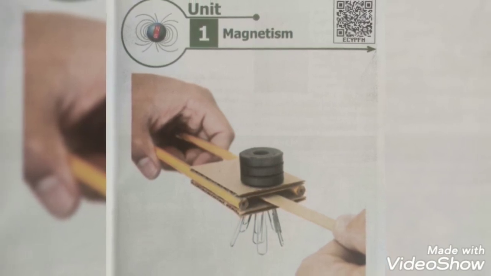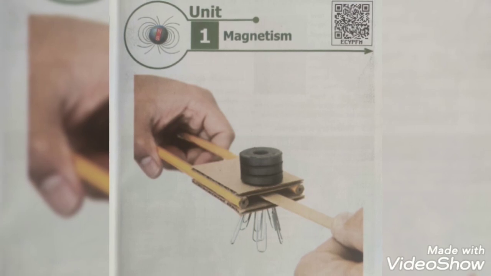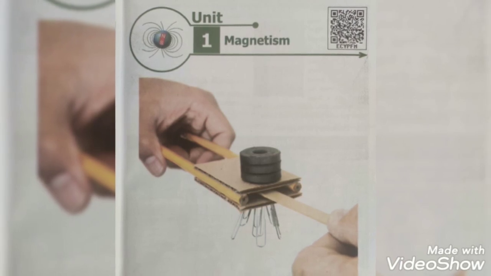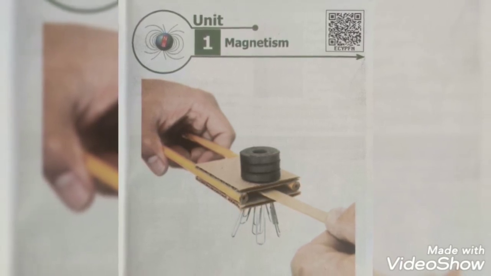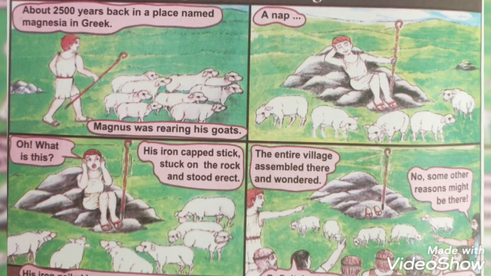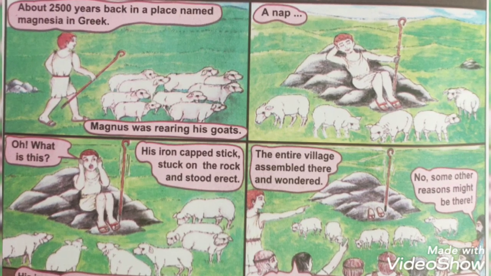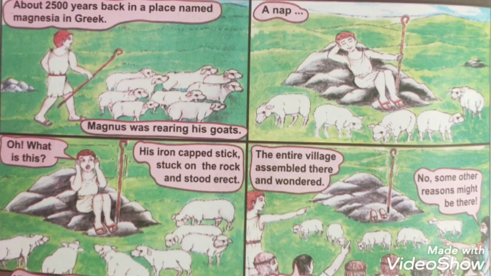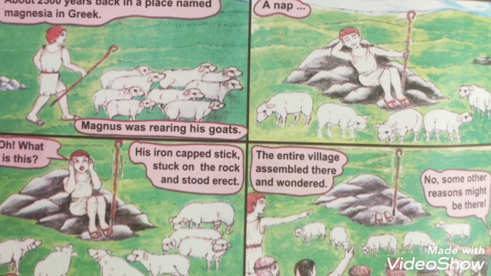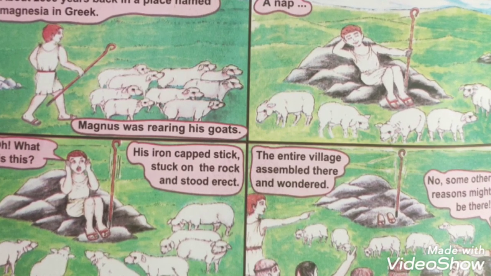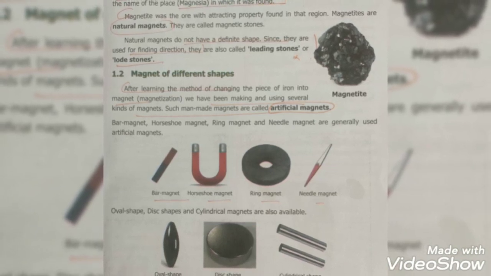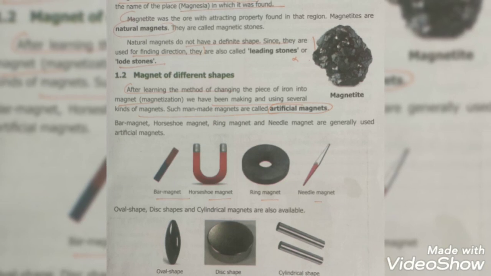Here you can see the pictures. It's a magnet. It attracts some pins like that. So what is a magnet? Here is an interesting story for you: how the magnet was discovered. You see that picture? A boy is moving around. There was a rock. His name was Magnus, and he was rearing his goats. His iron-capped stick stuck on the rock and stood erect.